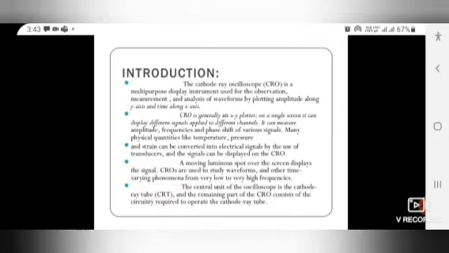The cathode ray oscilloscope is a multi-purpose display instrument used for the observation, measurement and analysis of waveforms by plotting amplitude along y-axis and time along x-axis.